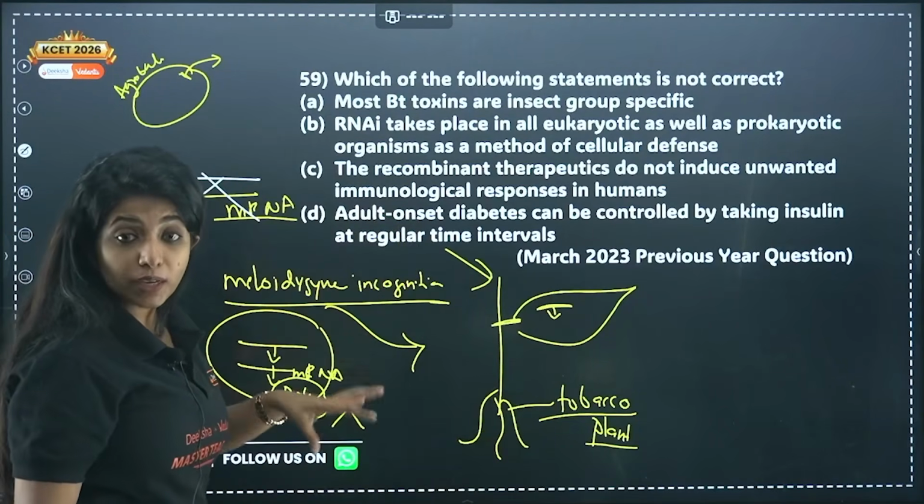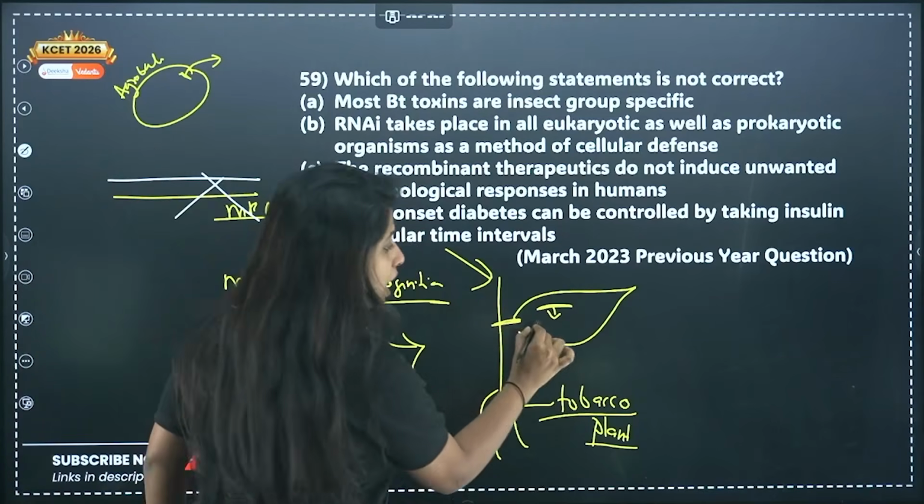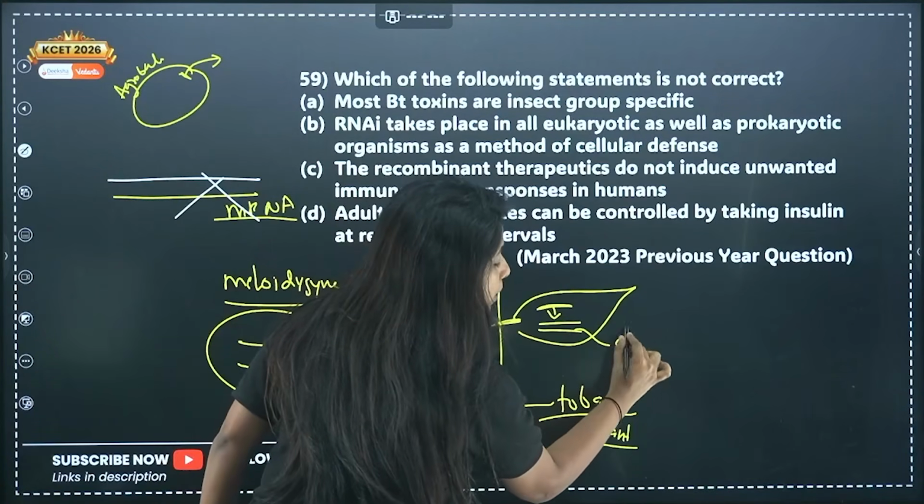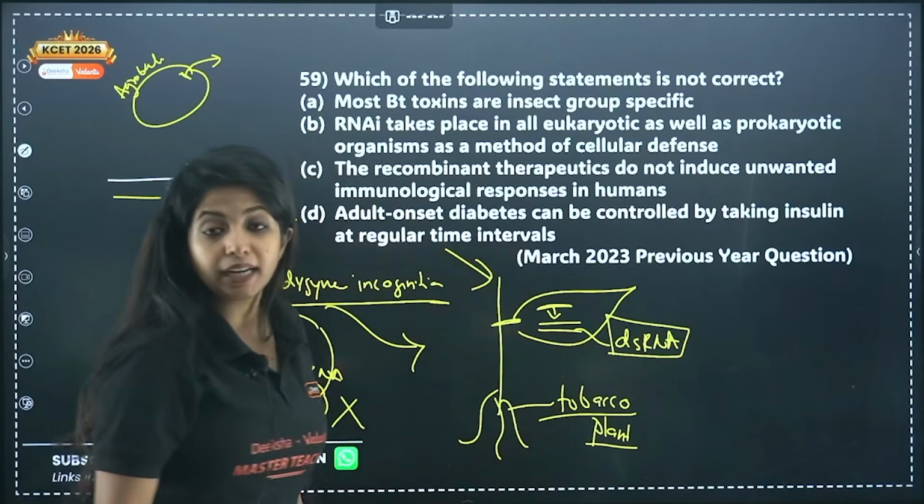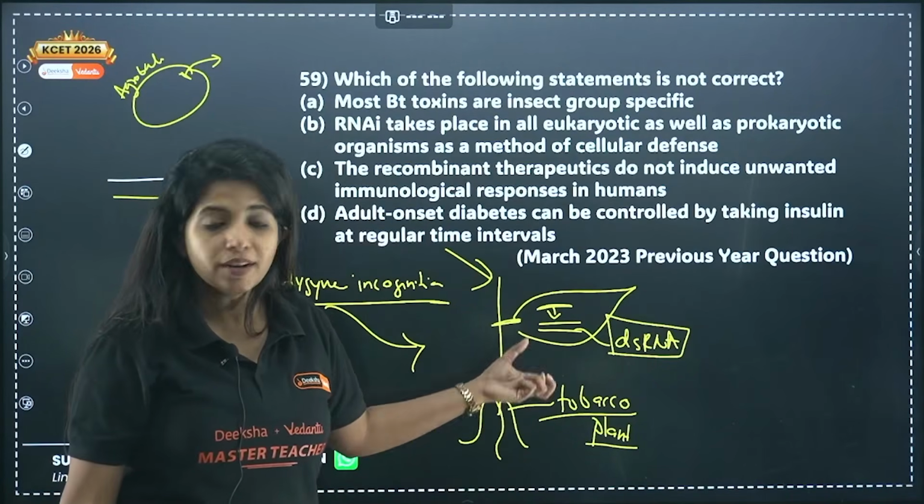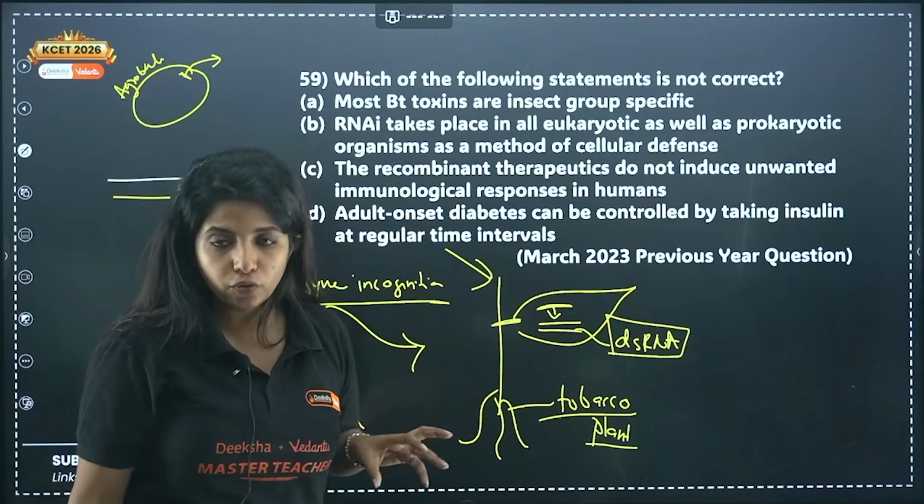Now, the RNA which is being produced, you need to understand, it's not single-stranded. It is going to be a double-stranded RNA. Otherwise, it will also cause trouble. So, double-stranded RNA is being produced over here.